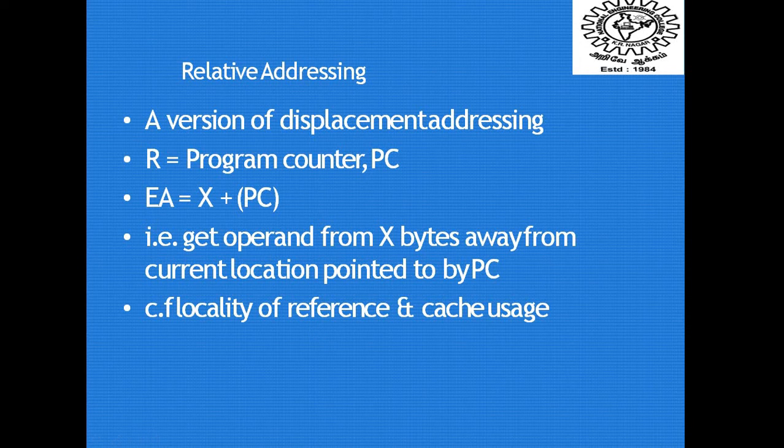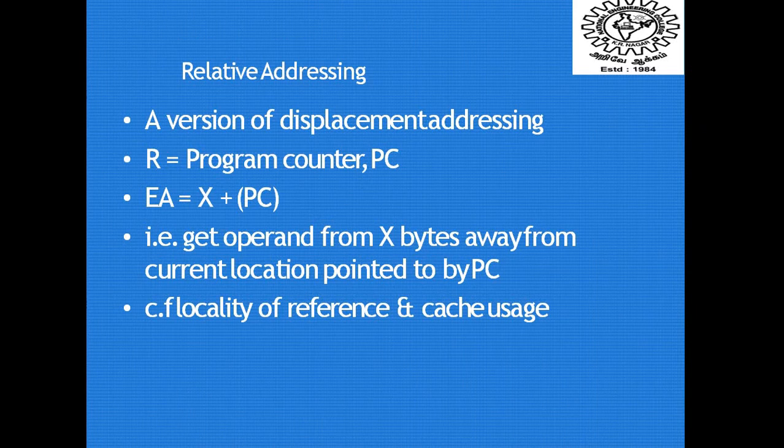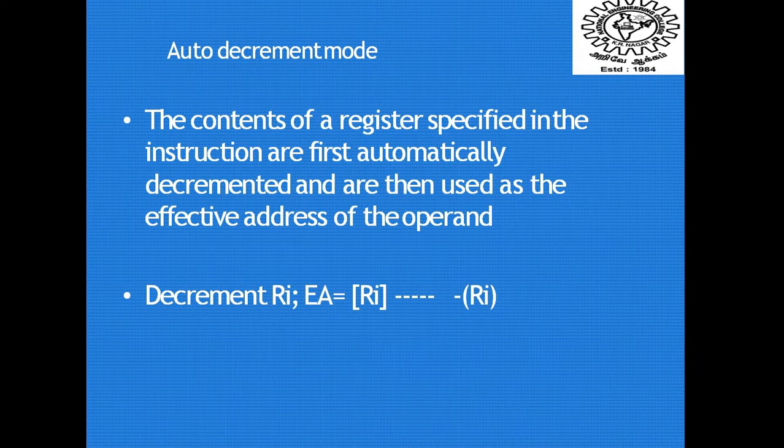So next, relative addressing mode. Relative addressing mode is nothing but effective address equal to X plus PC. The operand is X bytes away from the current location, bound by the PC. So locality of reference, cache usage, etc. Here the address will be pointed out relatively, in terms of the register specified in the instruction.